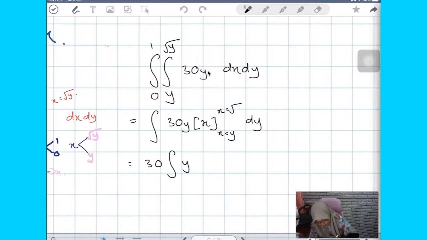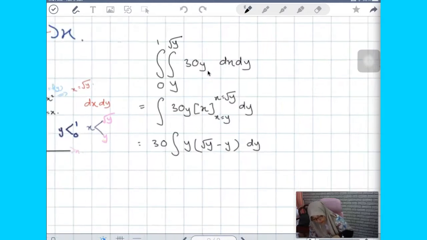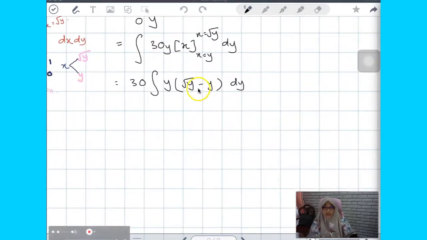Sorry, it's fine. Okay, and then you just substitute. You have square root y minus y, dy. Now your expression is just in terms of y, no more x, because the x is already replaced by the limit that we have. Now we integrate. Do you think we have a problem here? You have to integrate this expression.